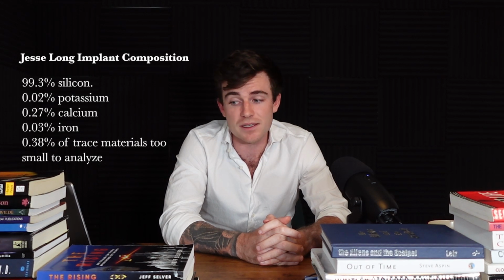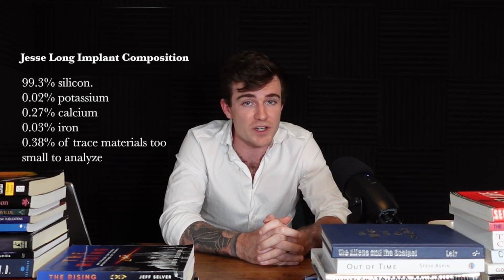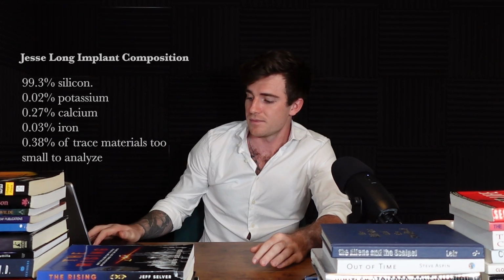The doctor observed there was no attempt of Jesse's body to reject the object, and when the object was removed from the body, it was removed with no encapsulated minerals, suggesting that the object was never recognized by the body in the first place. Remember that because it'll come back later on in this episode. In 1996, the object was subjected to electron microscope scanning, infrared spectroscopy, and X-ray diffraction. The full composition of the object was found to contain silicon, potassium, calcium, iron, and a number of trace materials that were too small to analyze.